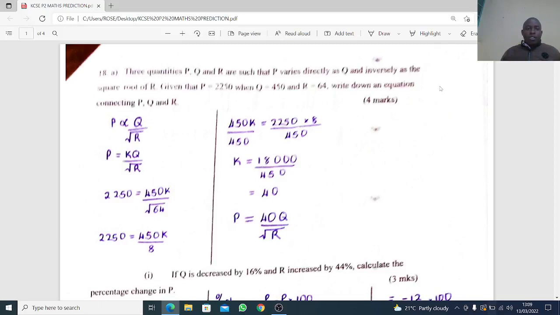tutorials, whereby I'm going to give predictions for the KCSE 2022 March, that is paper 2 section B. I have the full paper.